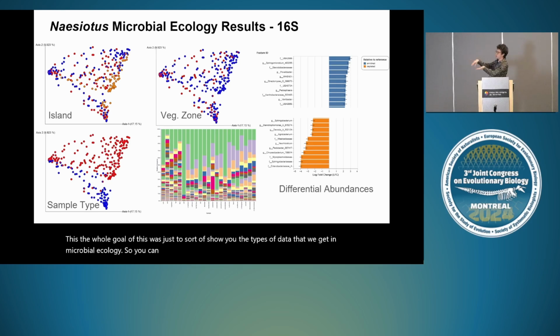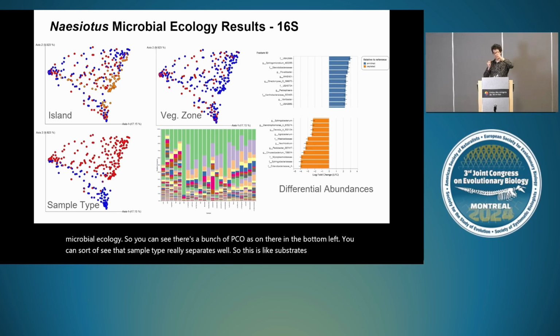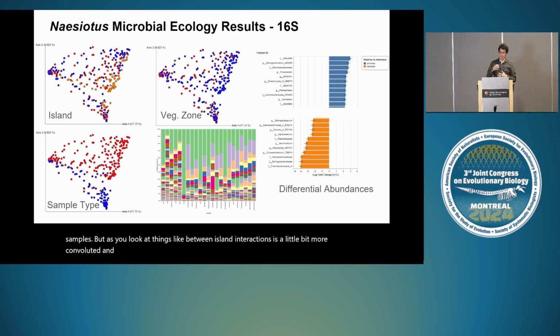So you can see there's a bunch of PCoAs on there. In the bottom left, you can see that sample type really separates well. So this is substrates versus our snail samples. But as you look at things like between-island interactions, it's a little bit more convoluted, and vegetation zone is almost totally overlapping. But one thing to note here is that we see these types of plots. We use things like PERMANOVA to distinguish differences between those groups. In the bottom middle, you can see a stacked bar chart because I'm a microbial ecologist, so there always has to be a stacked bar chart.